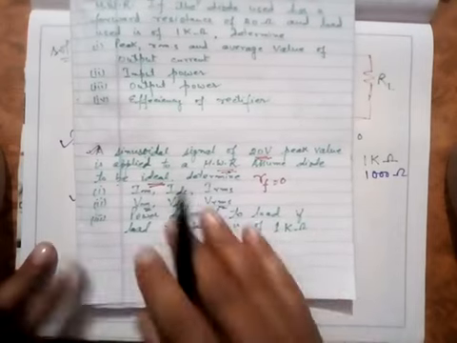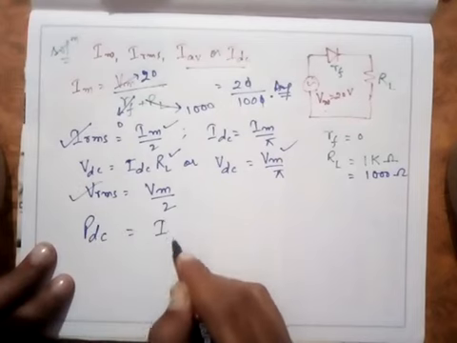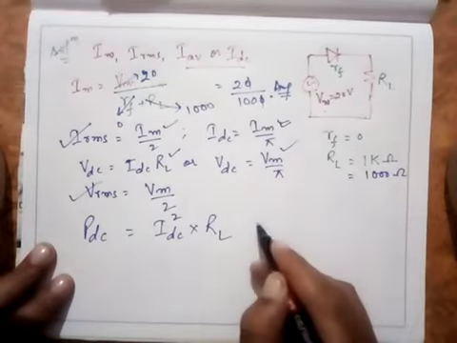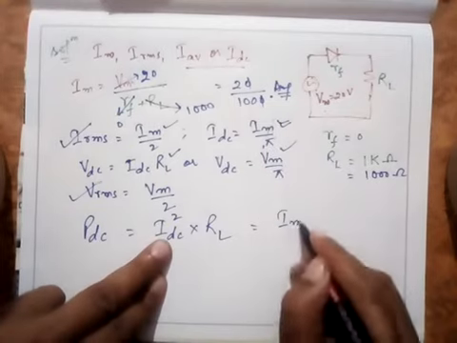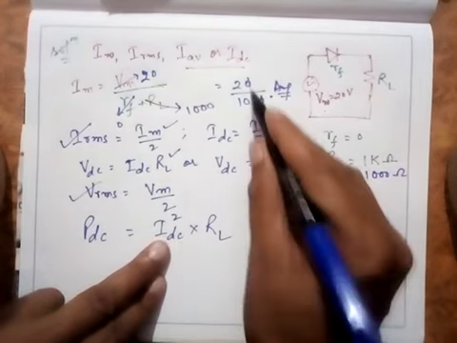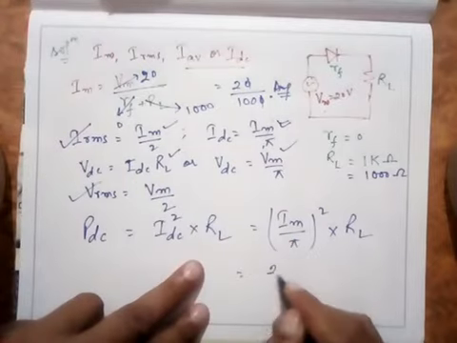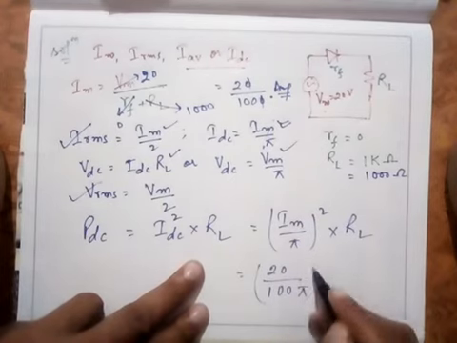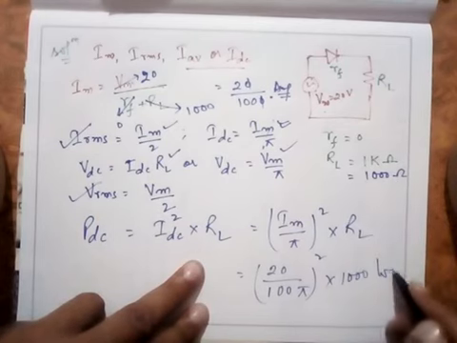And power delivered to the load. Power delivered to the load means PDC. PDC is IDC square into RL. IDC you have calculated at this point, that is Im by pi whole square into RL. Im is this much. Im is 20 upon 100, so it is 20 upon 100 pi whole square into the value of RL, which is 1000.